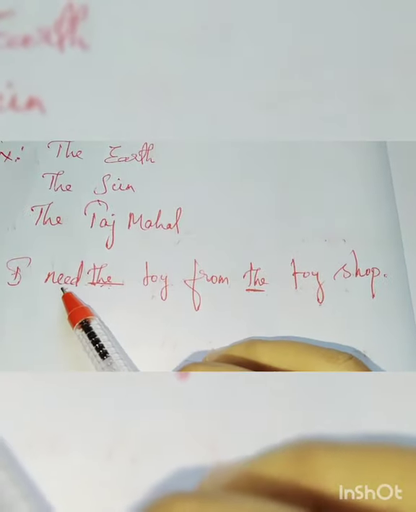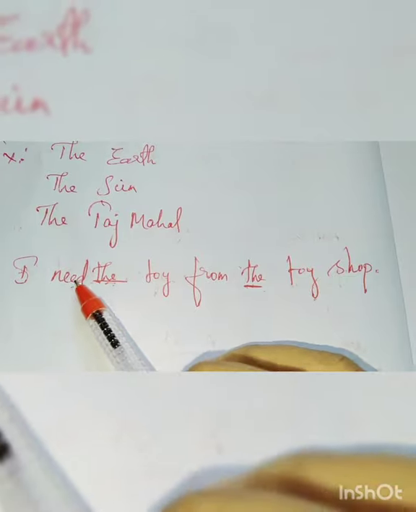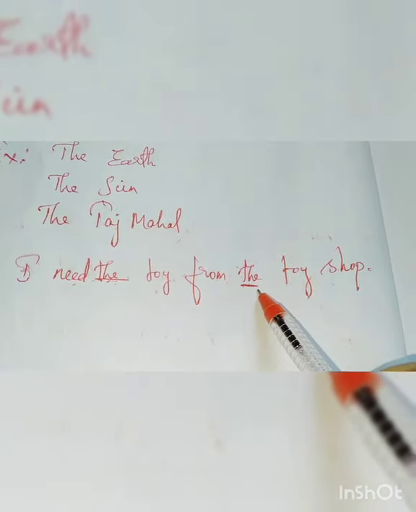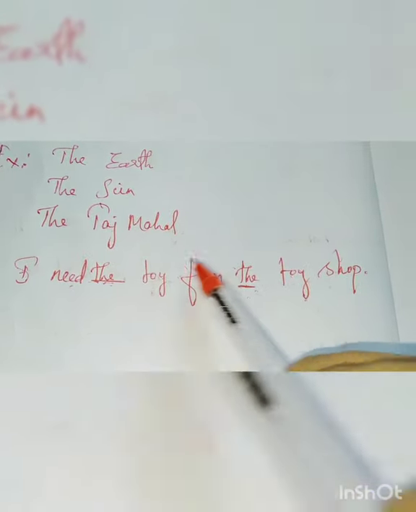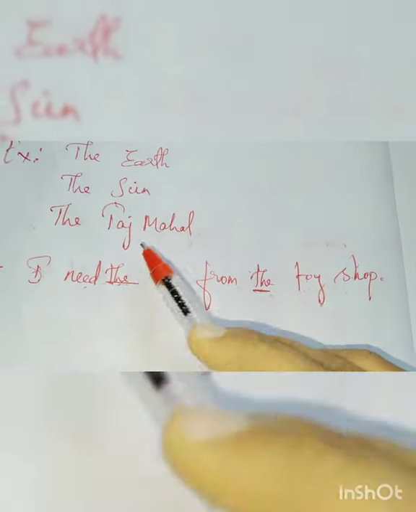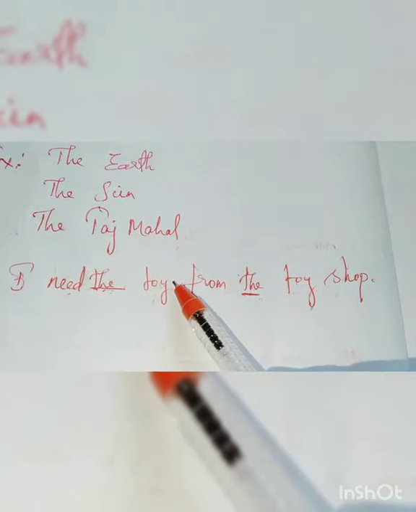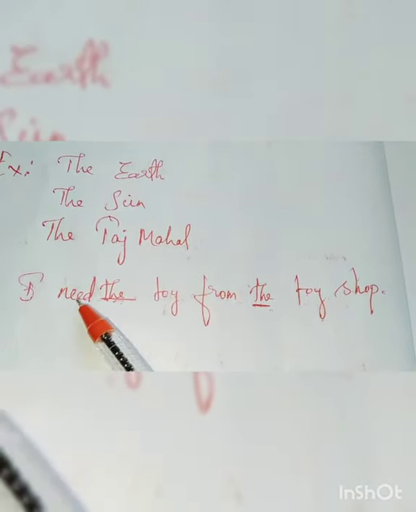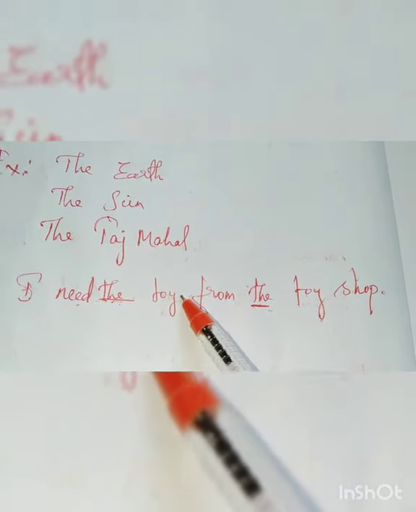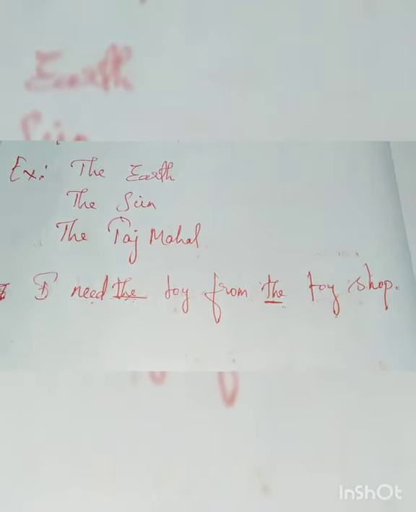Here I write a sentence. I need dash toy from dash toy shop. Here in those two dashes we use "the", because you need a specific toy from a specific toy shop. That's why we use: I need the toy from the toy shop.